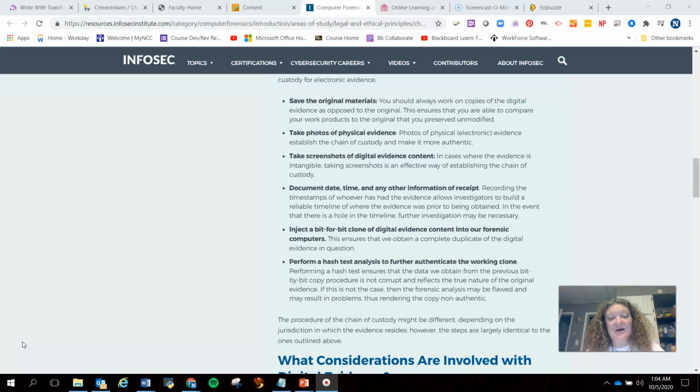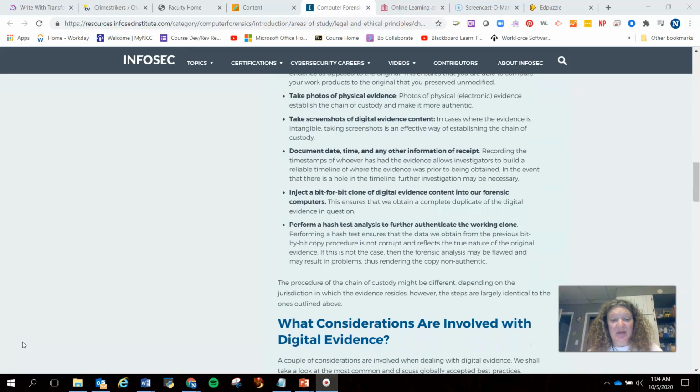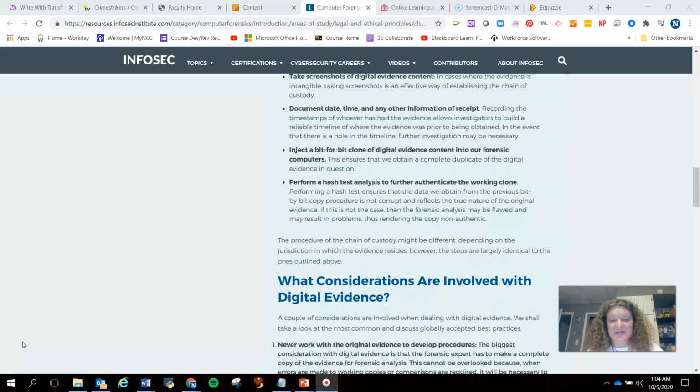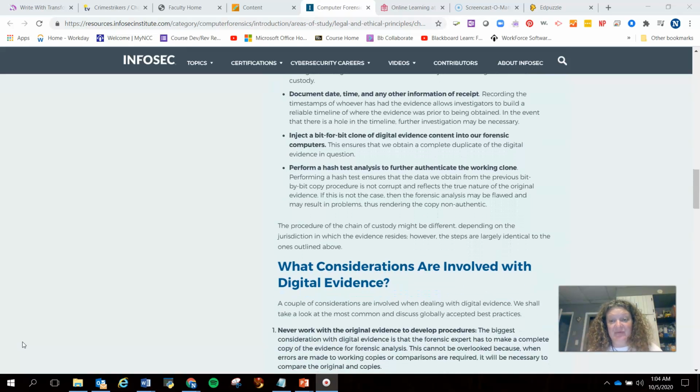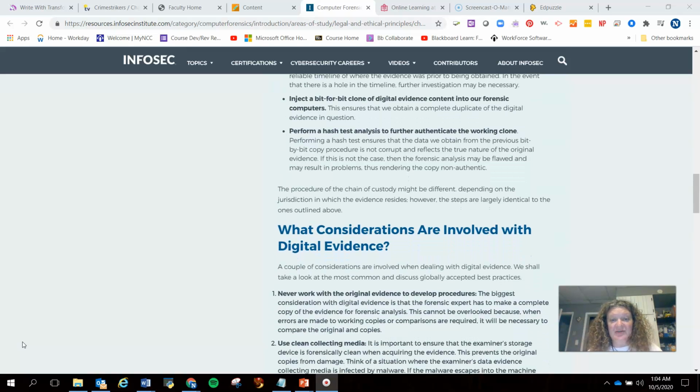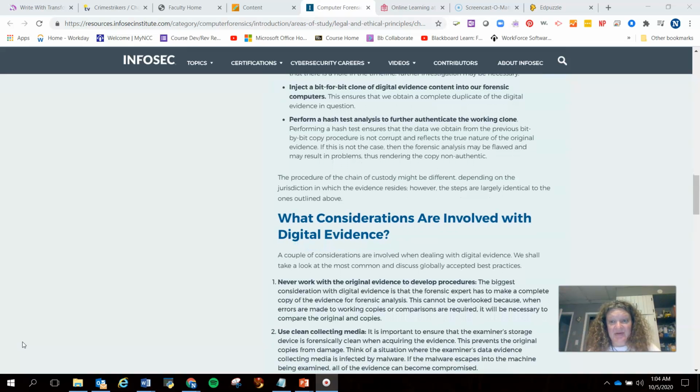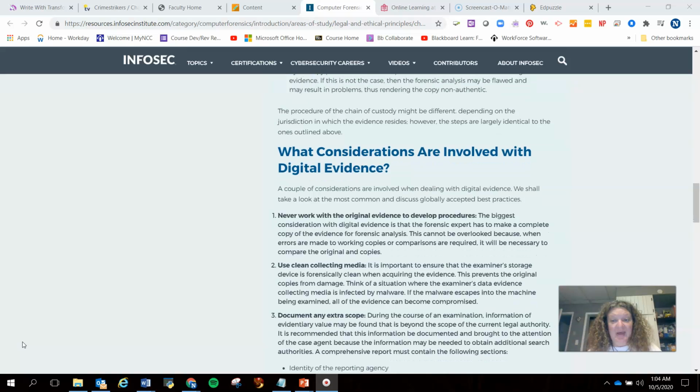You want to make sure that you document date and time, any information, any kind of metadata that you can find. You want to make sure that you're recording time and date. And then a forensic lab is going to do some of these other steps for you, right? Inject a bit for bit clone of digital evidence into the forensic computers. They're going to compare it to other stuff. They're going to perform a hash test to authenticate the working clone.